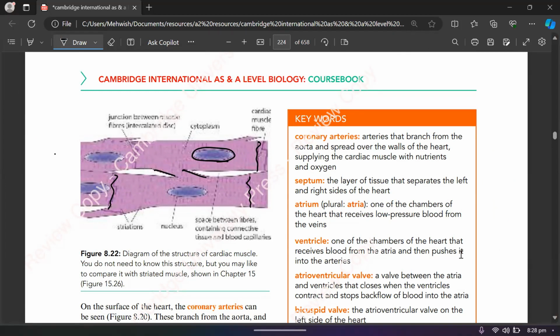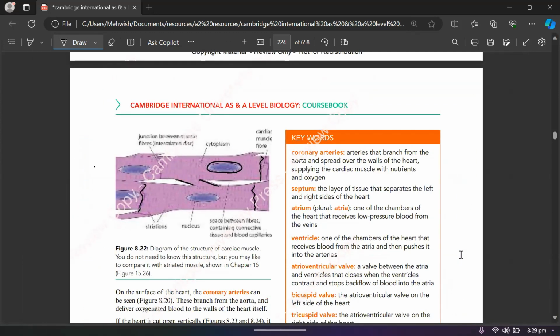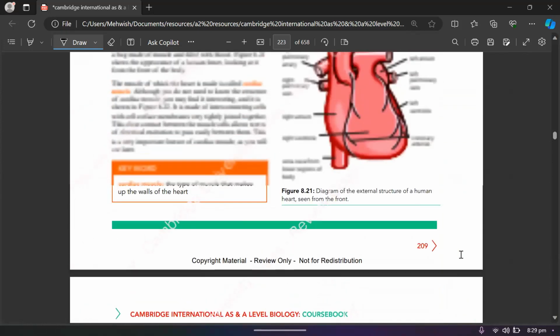So these are the cardiac muscles, and they are involuntary muscles. Why involuntary? Because they never get fatigued. They work day and night, and that's why we say they are involuntary muscles. They work day and night, and they have small striations on them. These striations are the small patterns that are repeated throughout the muscle fiber. So these are the cardiac muscles that make up the heart.